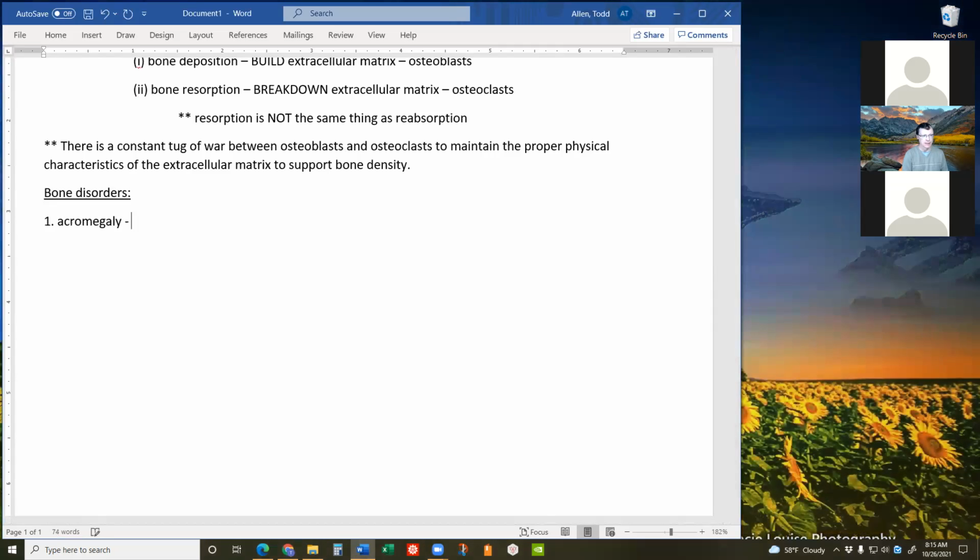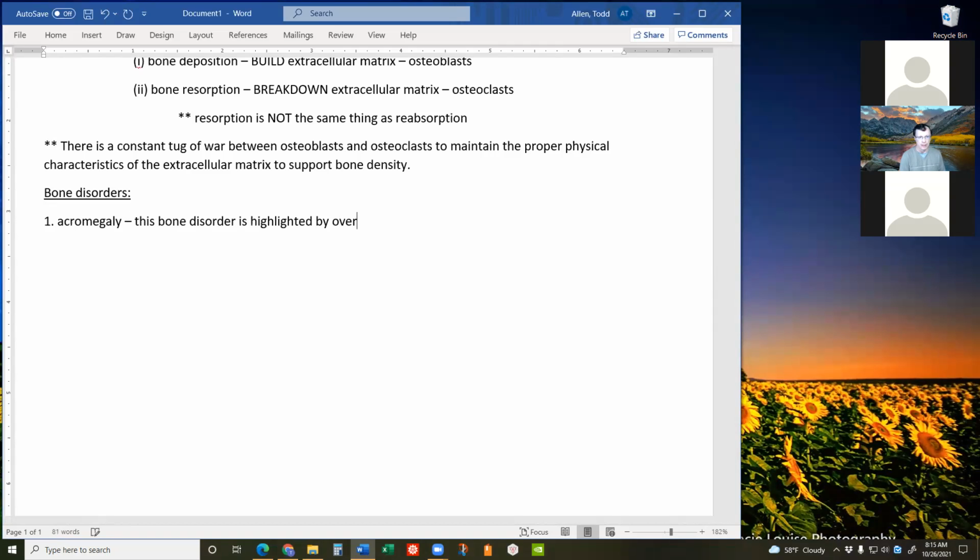Acromegaly is a bone disorder caused by an excessive deposition of extracellular matrix. This bone disorder is highlighted by overly thickened bones, which have excessive extracellular matrix. This disorder is thought to be the result of excessive osteoblast activity.